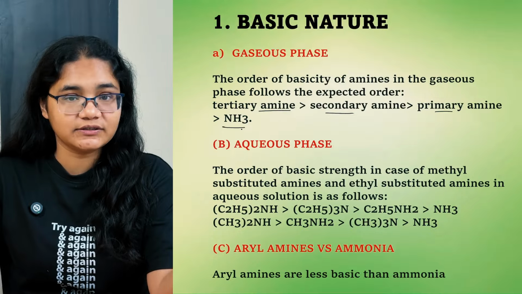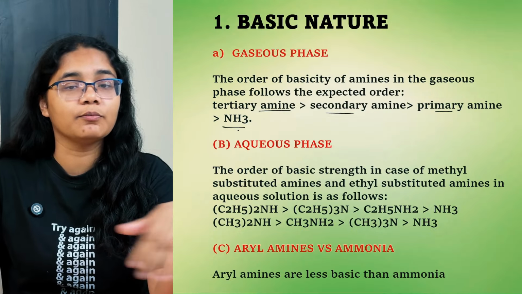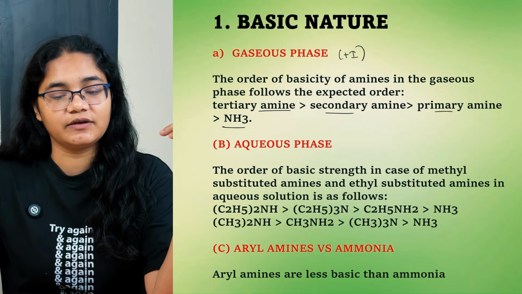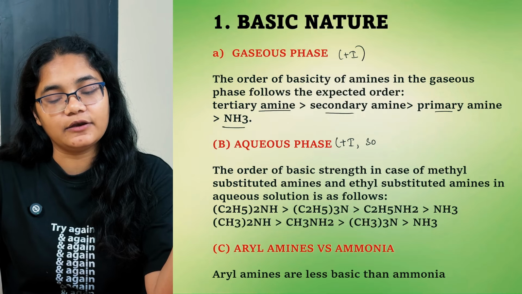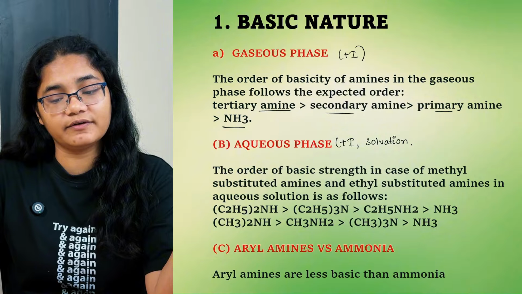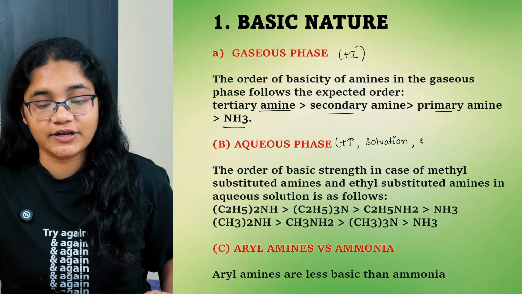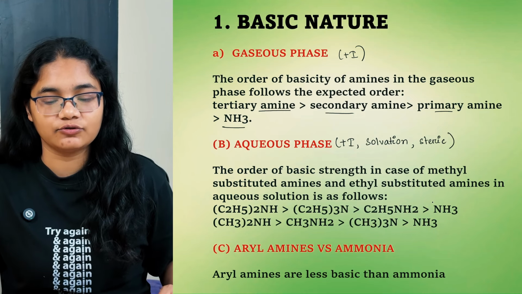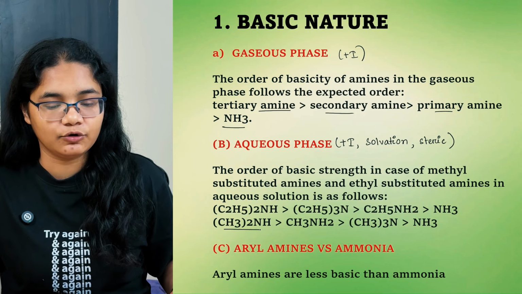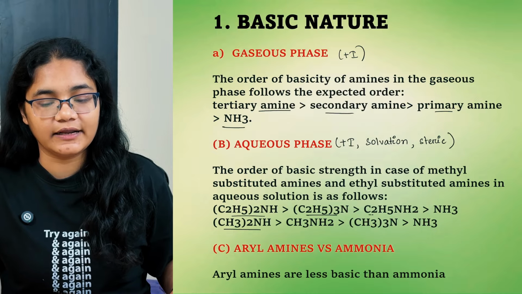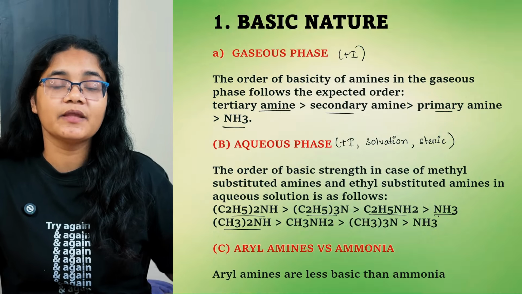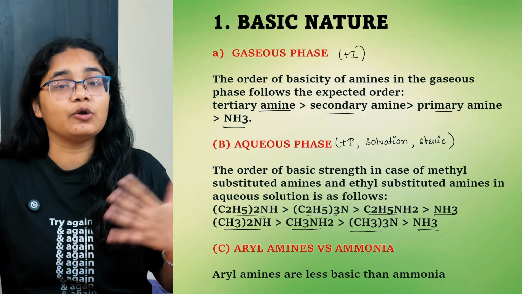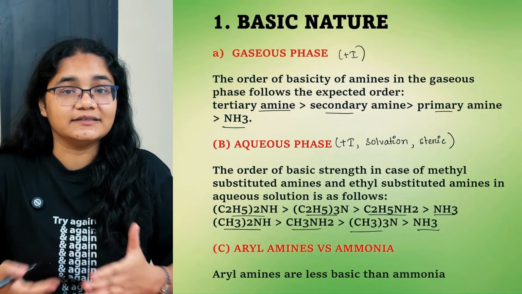But in aqueous medium the order gets different, because there are many factors which affect the basicity. Here the main factor is the plus I effect, but in the aqueous phase the factors affecting it are the plus I effect, then the solvation effect, and after that steric hindrance. All these factors contribute to give you an order like this. If the R group is an ethyl group, then the order is 2 degree, 3 degree, 1 degree and then ammonia. And if the R group is a methyl group, then the order is 2 degree, 1 degree, and 3 degree, and then ammonia. This is because there are a lot of factors affecting the basicity in the aqueous phase.